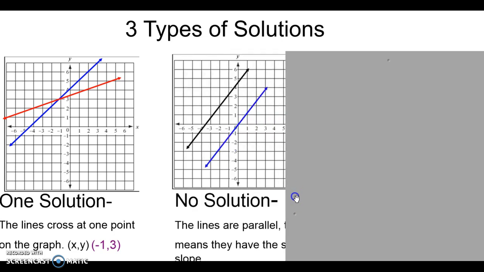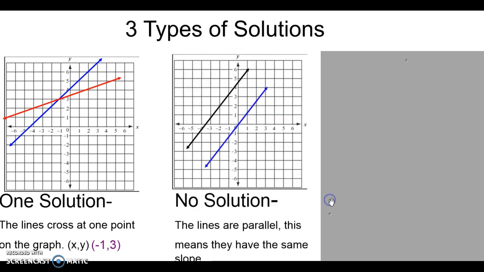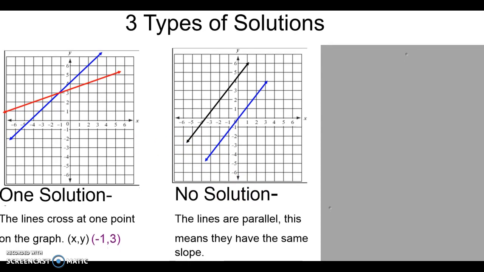The next type is no solution. This happens when we have parallel lines, so our lines do not intersect. As you can see, they are parallel. This also means that they have the same slope. So when you're given the equation, the slope or the fraction in that equation will be the same.